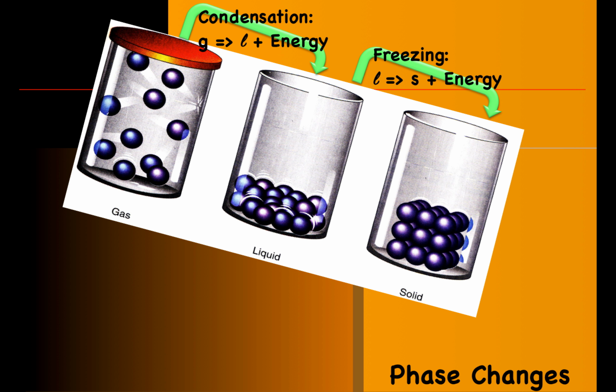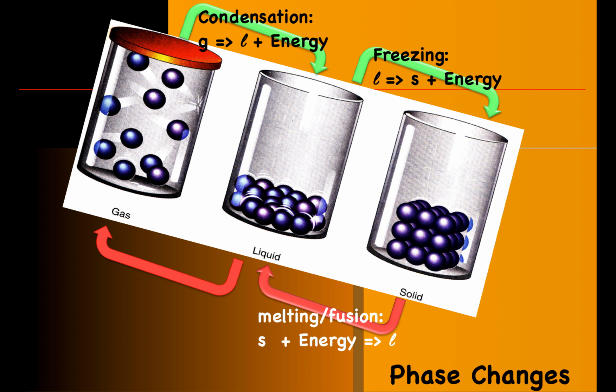To go from a solid to a liquid, energy must be absorbed. This is an endothermic process, referred to as melting or fusion. Notice energy is on the left side of the arrow. Energy must be absorbed. This is an endothermic process. And to change a liquid into a gas, boiling or vaporization, energy must be absorbed. This is an endothermic process.